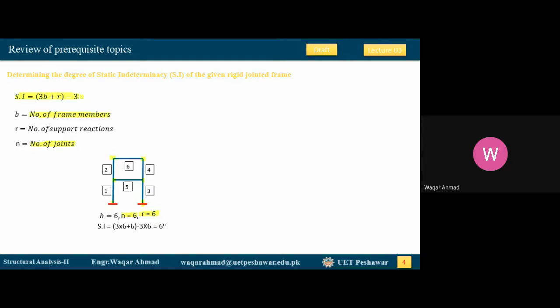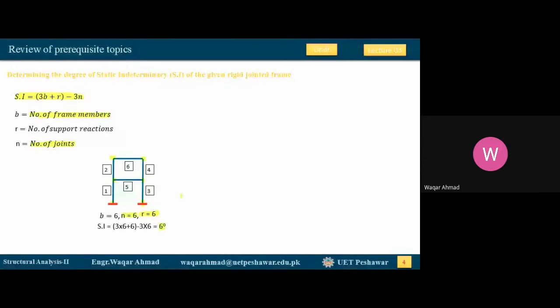Now this 6 degrees means that there are 6 unknown reactions which cannot be solved using the available equilibrium equations. So in order to solve them, you have to apply some other conditions, conditions of compatibility, to find those unknowns. Once you find the values of these unknowns, you are able to solve the rest of the structure using the available equilibrium equations.